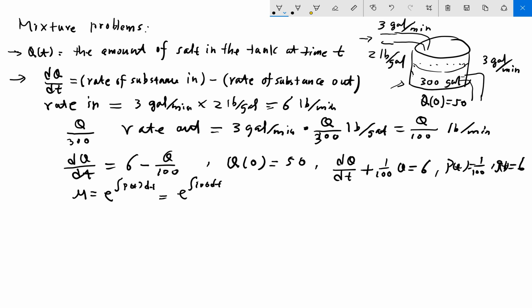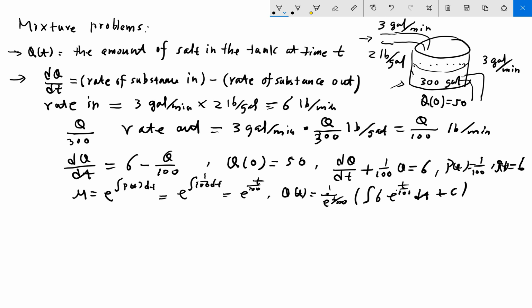No, 1 over 100, sorry. So therefore mu is e to the t over 100. Then we can find the Q. Q of t is equal to 1 over e to the t over 100 times the integral of g, which is 6, times mu, which is e to the t over 100, dt plus c.